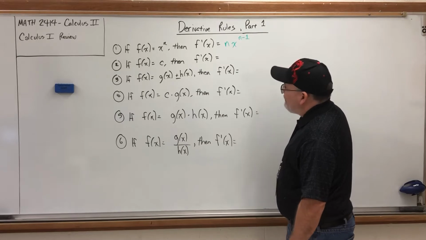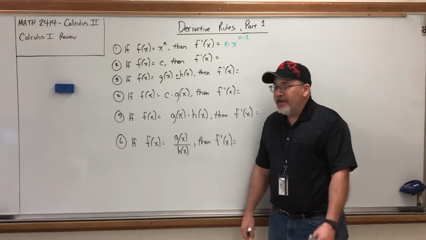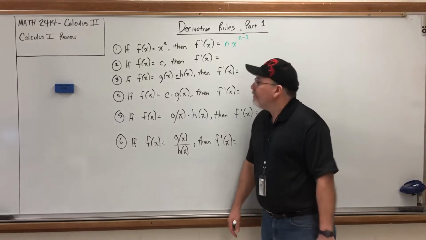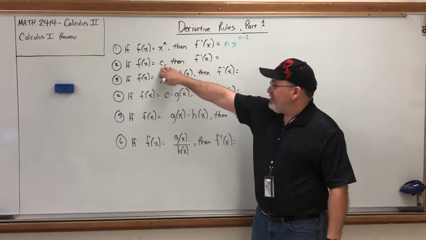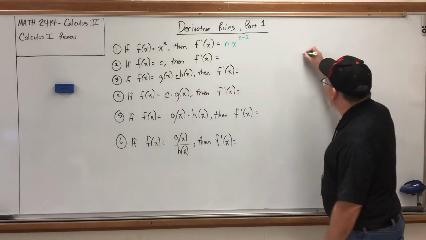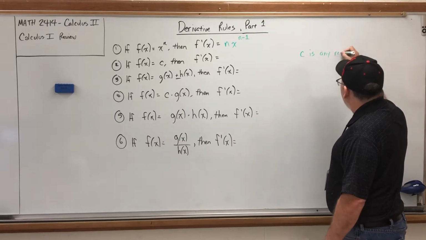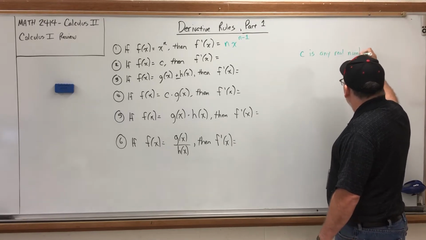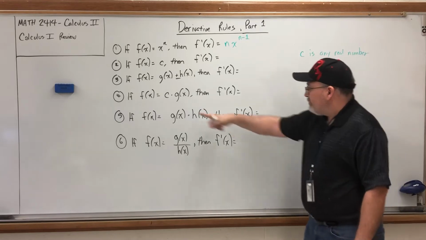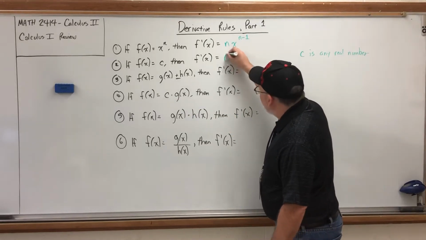Derivative rule number 2 is actually a specific version of number 1, but it's worth having its own rule. If f of x equals c, and it's worth noting that this c is a constant, so I'm going to write it out to the side. C is any real number, and it will make another appearance here. Then the derivative of any constant is 0.